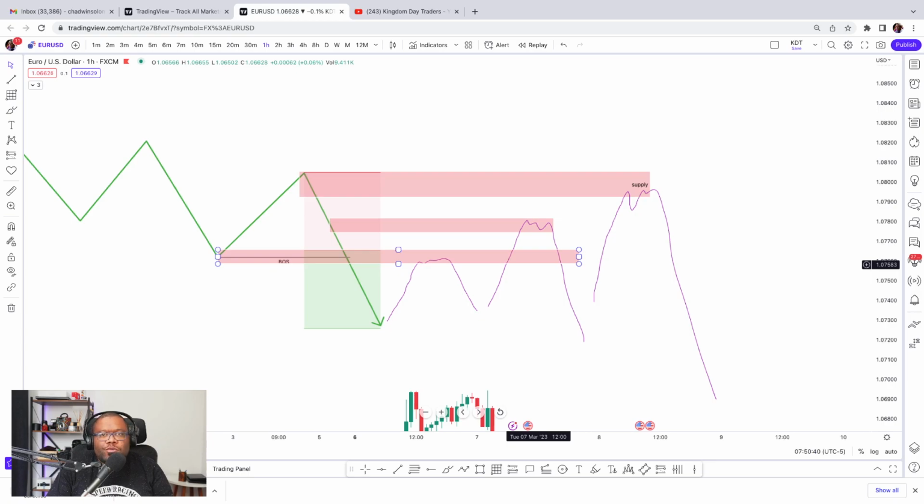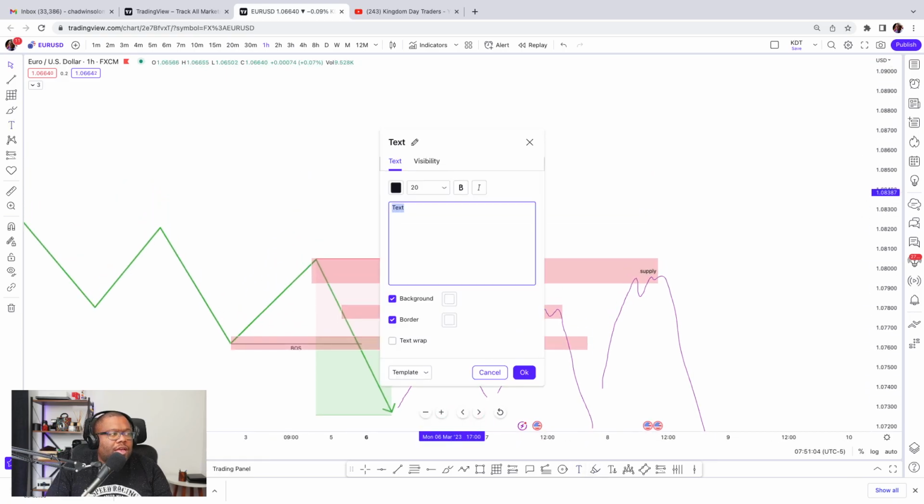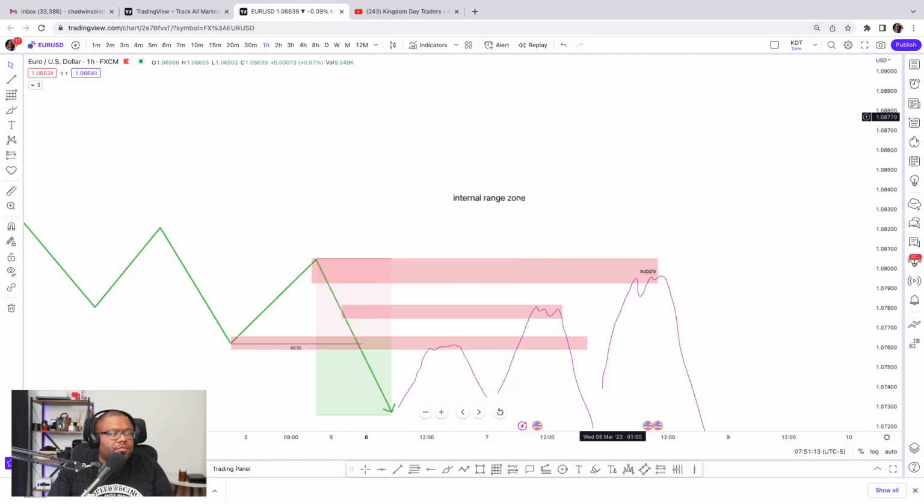These are going to be ones that you want to select because they are very, very strong. Write this down. You do not want to take any zone that did not initiate a break of structure. So all three of these zones initiated a break of structure, right? That's going to be your powerful zone number one, which we are calling an internal range zone.